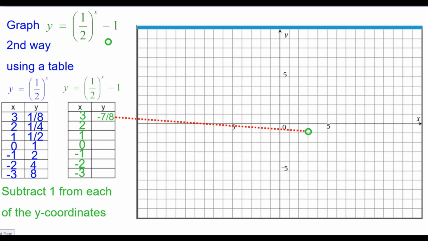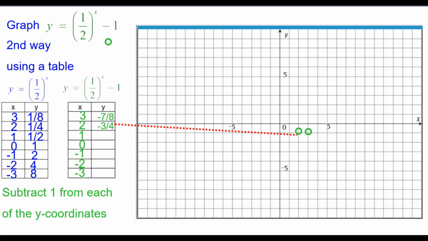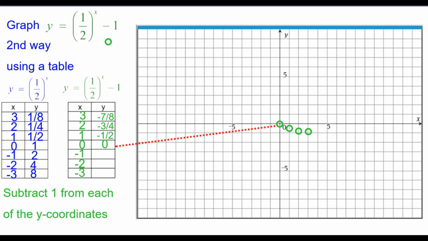1/4 minus 1, 1/4 minus 4/4 would be -3/4. So over 2 and down 3/4. 1/2 minus 1 would be 1/2 minus 2/2, which is -1/2. So over 1, down 1/2. 1 minus 1 is 0. So the origin will actually be a point on this new graph.